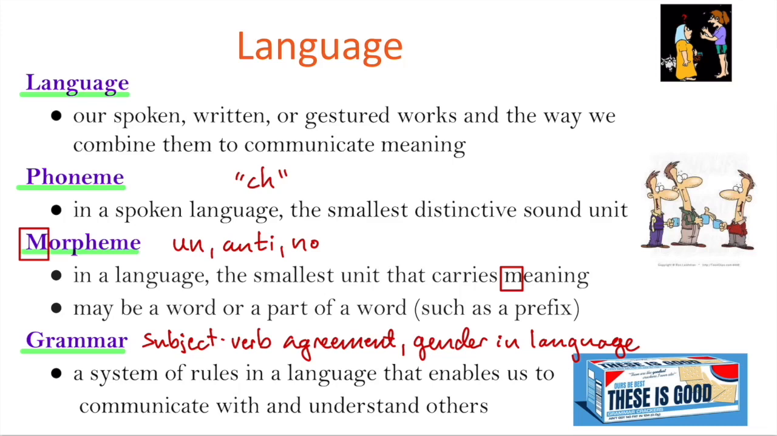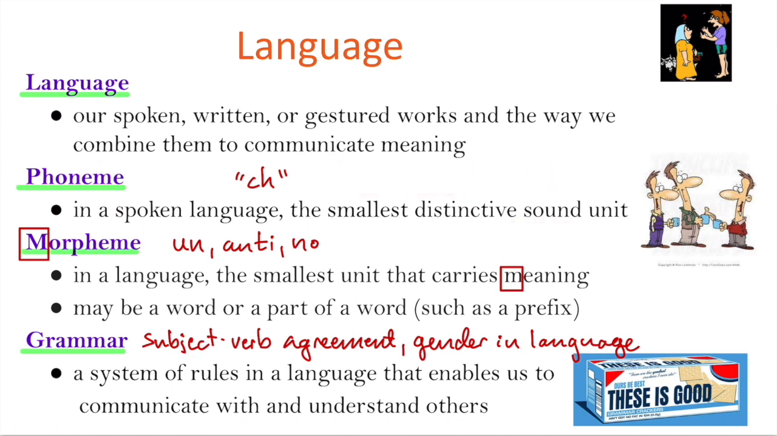Now, in spoken language, phoneme, and I think phone as in sound, like phonetic, phoneme is the smallest distinctive sound unit. So this could be like CH together, ch. Does it mean anything? No, not by itself. It has to be put with other phonemes in order to create a word. But it's the smallest distinctive sound unit that we have. And in English, we have around 40.